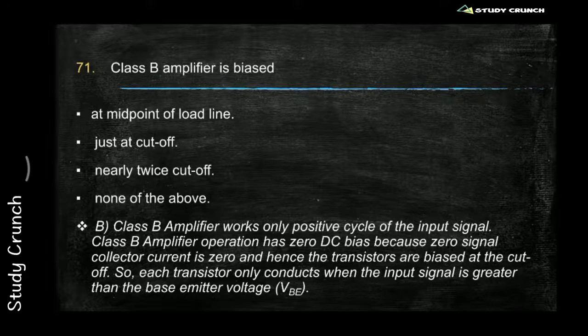Next, a class B amplifier is biased at just cutoff. So a class B amplifier works only in the positive cycle of the input signal. Class B operation has zero DC bias because the zero signal collector current is zero, and hence the transistors are biased at the cutoff region. So each will only conduct when the input is greater than the base emitter voltage. So the answer is, at just cutoff, a class B amplifier is biased.